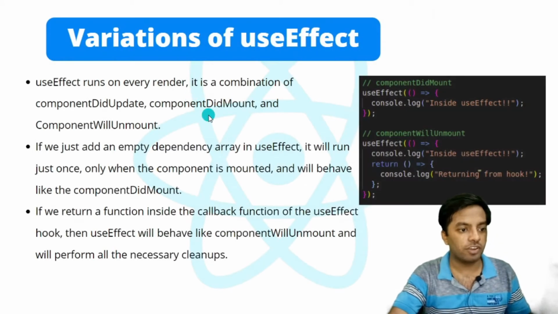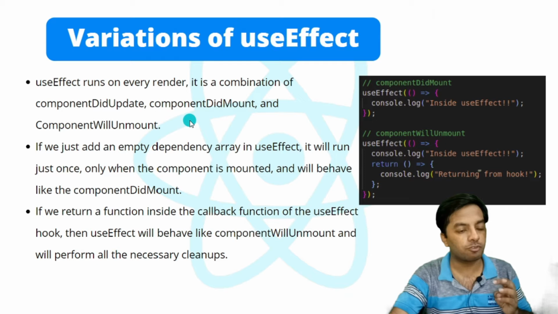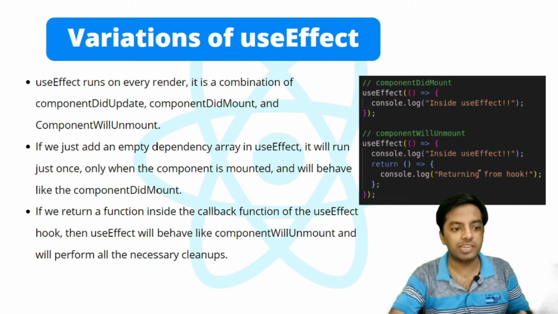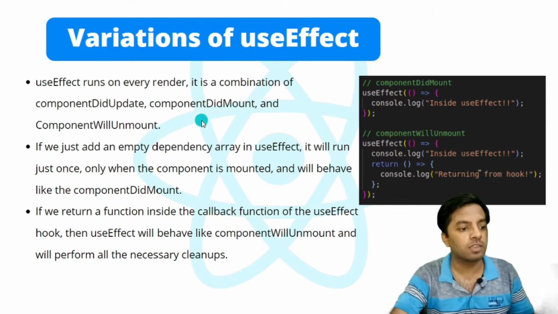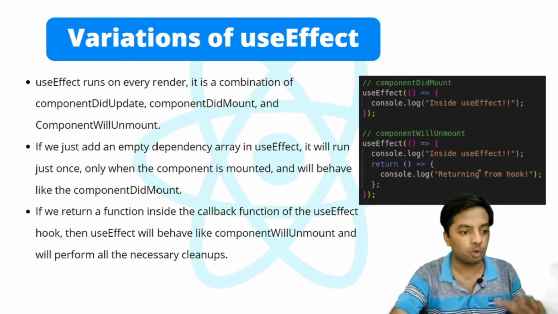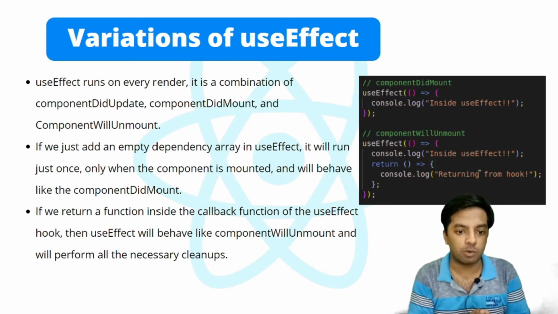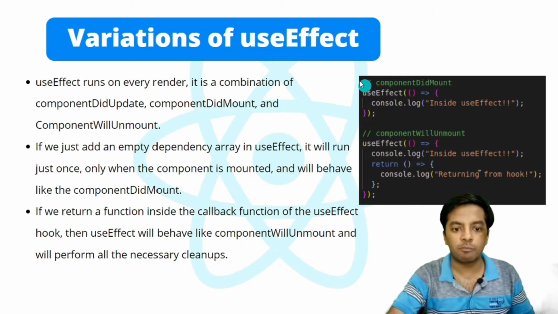So useEffect runs on every render. Basically it is a combination of component did update, component did mount and component will unmount. From these three combinations, we only need two: component did mount and component will unmount. But we need them separately. How will we do that? If we just add an empty dependency array in useEffect, it will run just once, only when the component is mounted, and it will behave like component did mount. So this is the component did mount.